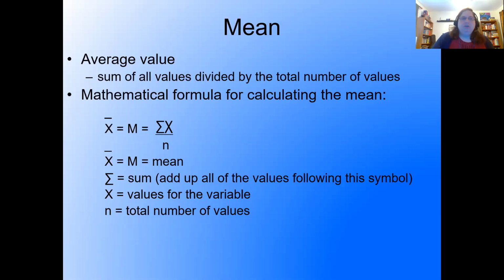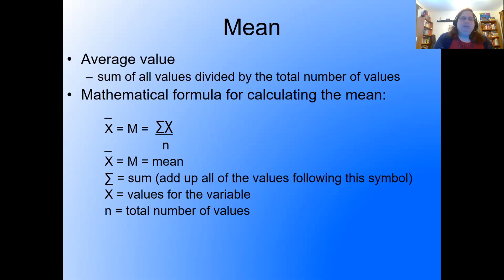Okay, so what does it equal? It equals this weird thing on the right. Let's break this down. The odd E-looking thing is actually a summation sign, and it means to add up all of the values following this symbol. X are the values for the variable, and N is the total number of values.